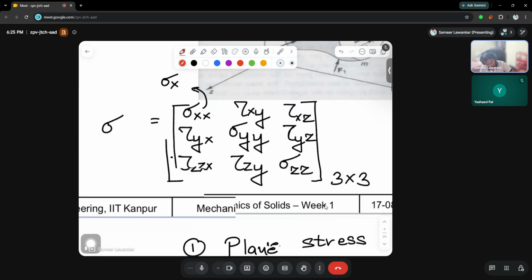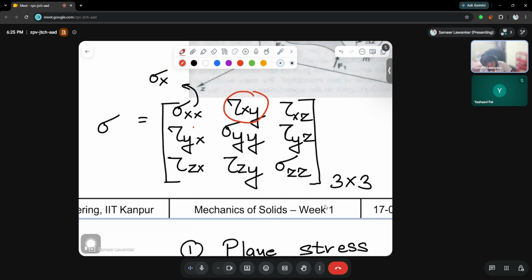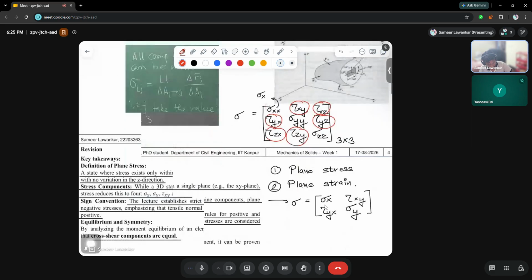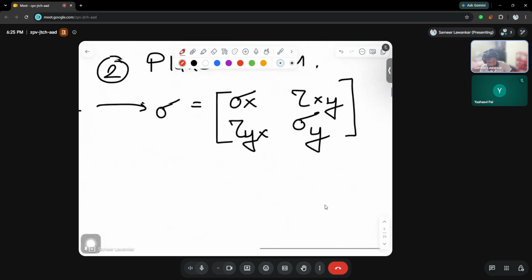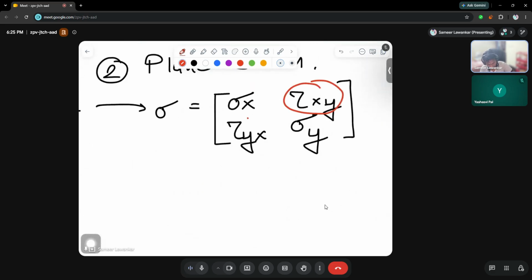It basically means that your tau yx is equal to tau xy. Similarly, tau zx and tau xz are equal, and similarly tau zy and tau yz are equal. Okay, fine. And similarly from here also we can simply state that tau xy is equal to tau yx. So I hope this thing is also clear.